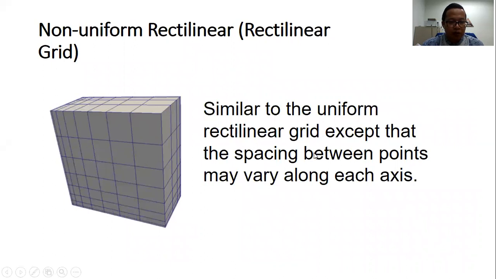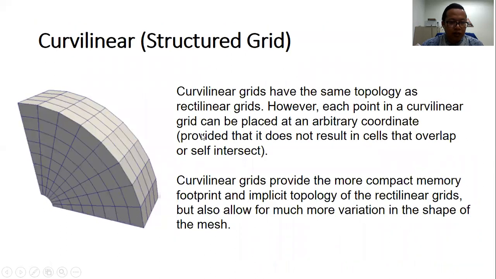Similar to the uniform rectilinear grid, except that the spacing between two points may vary along each axis. For example, this one: all are different sizes, so the grid is different. And also this one is curvilinear. You can see this one is kind of curved.